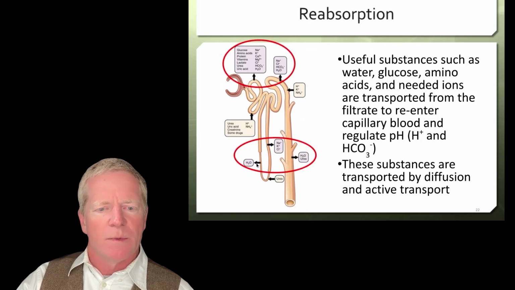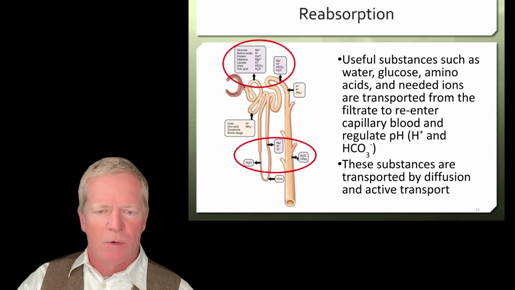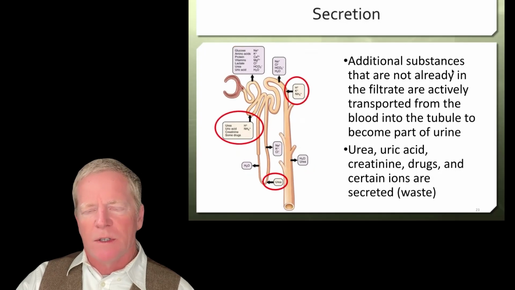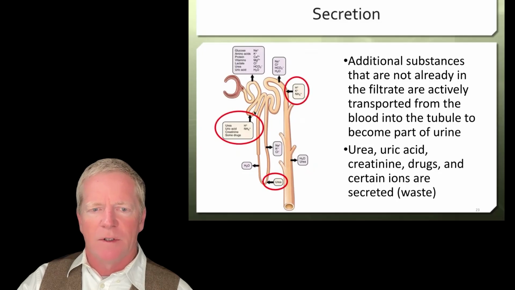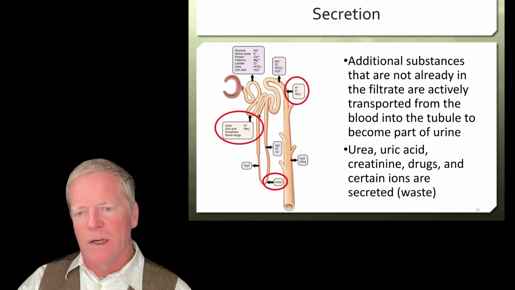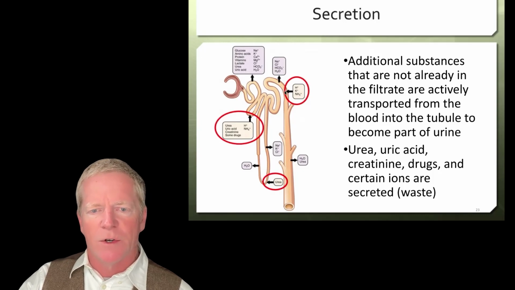As we go down into the loops of Henle, there's a complicated process which helps regulate the osmolarity of our blood, and ultimately there's regulation of how much water we retain. Additional substances that we don't need that are not retained here from the proximal tubule are still in the filtrate here, and they are actively transported from the blood into the tubule, and they're going to travel down through these tubules, through the distal tubule here, and ultimately will become part of the urine.